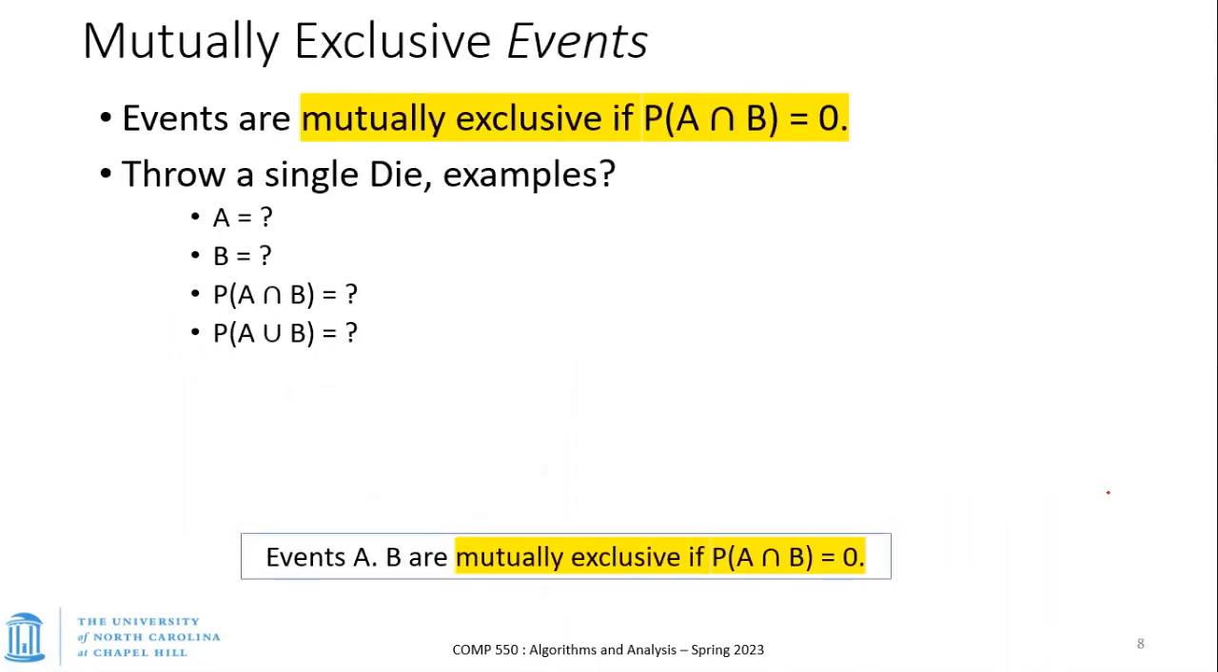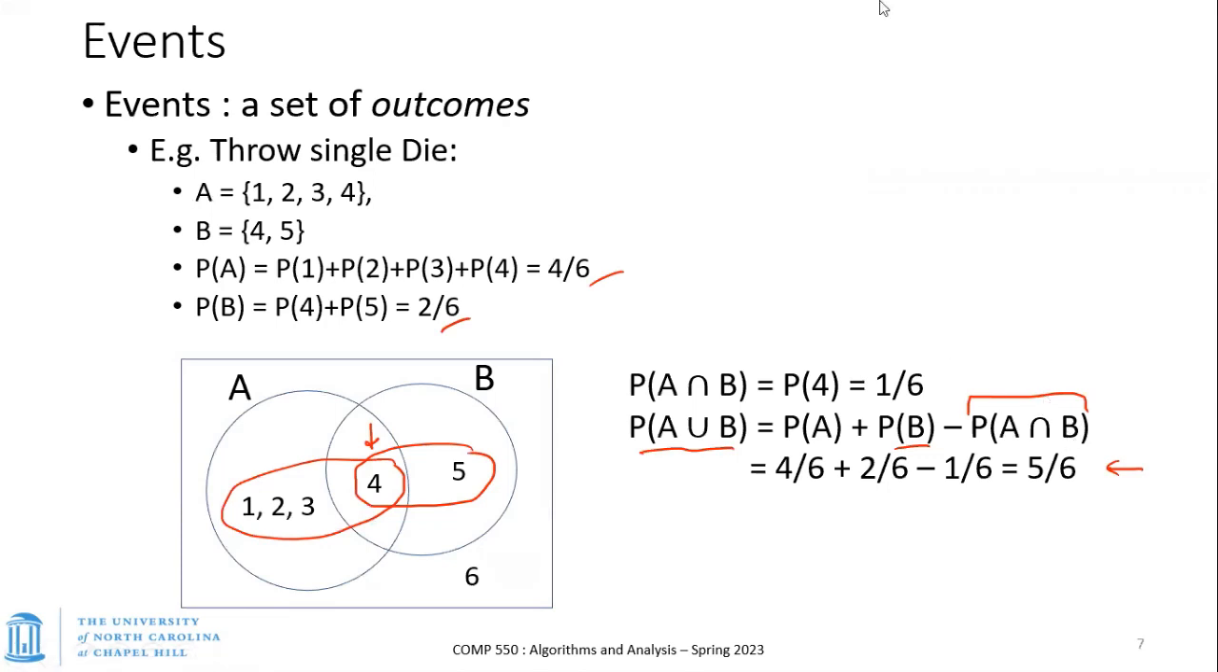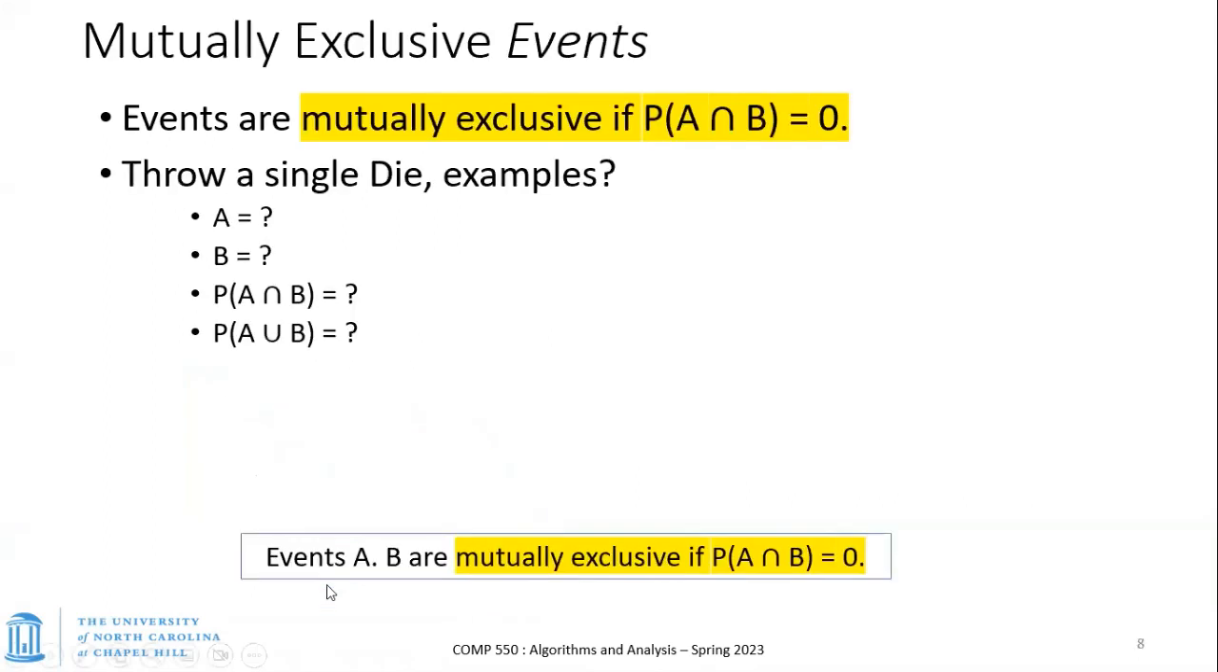Now, how do we define mutually exclusive? Mutually exclusive events are those in which the intersection is 0. If you look at the previous example, these are not mutually exclusive. A and B are not mutually exclusive because the intersection does exist. If you can think of events where the intersection is 0, then those are defined as mutually exclusive. Just give me some examples of mutually exclusive.